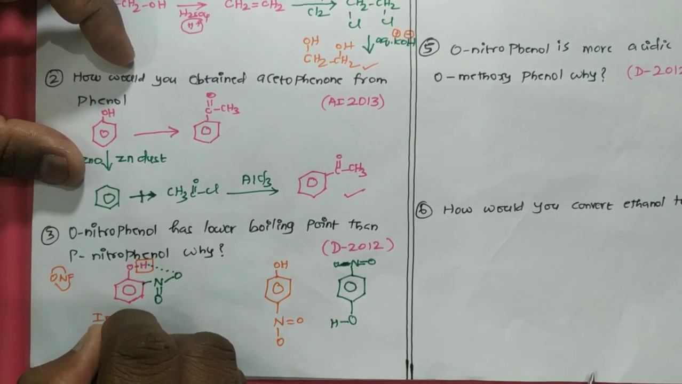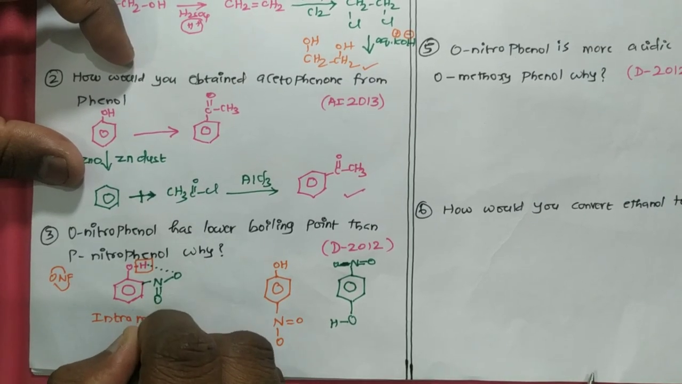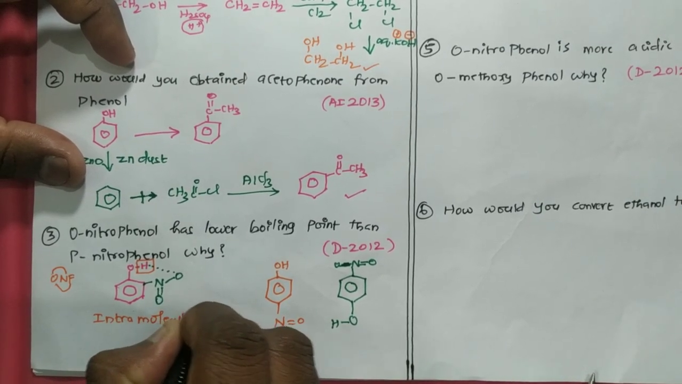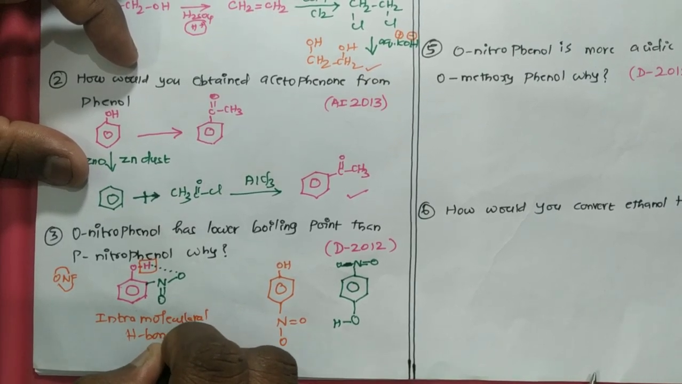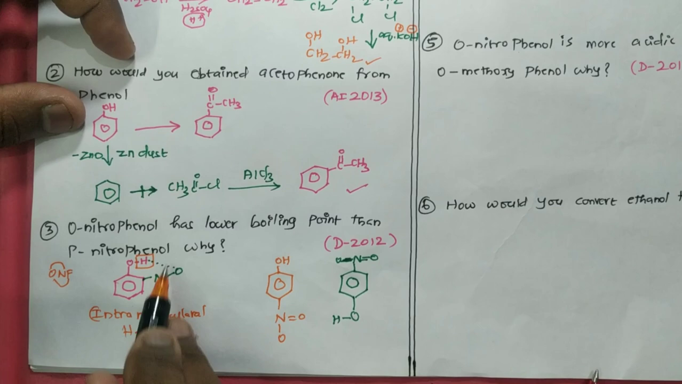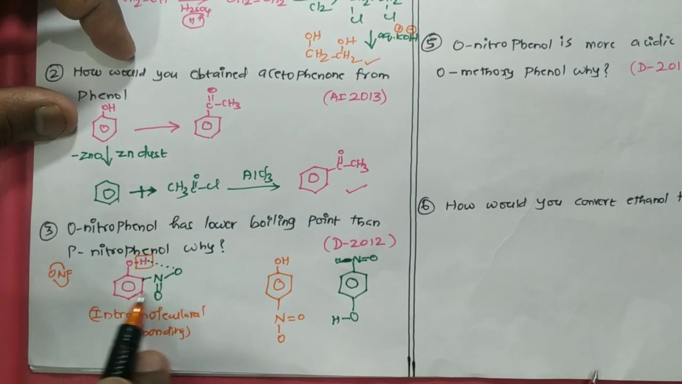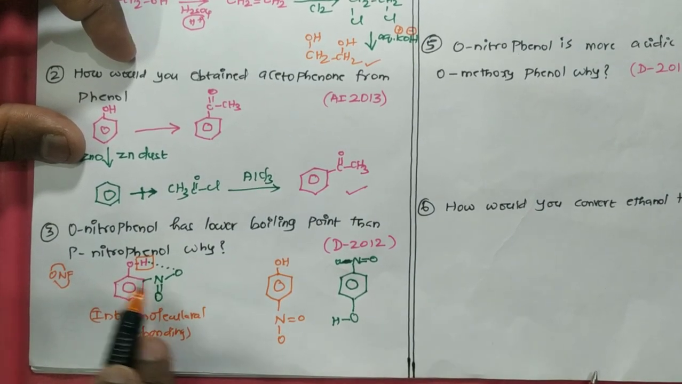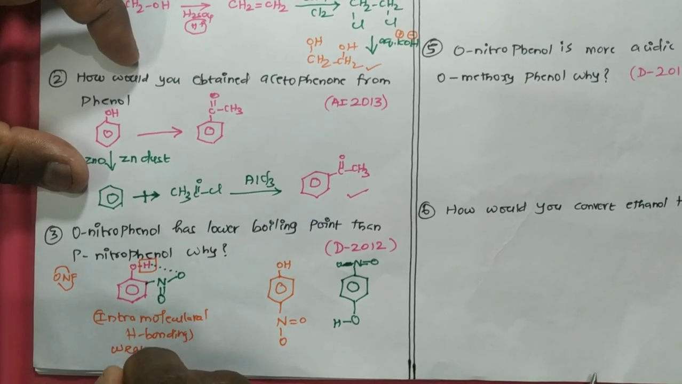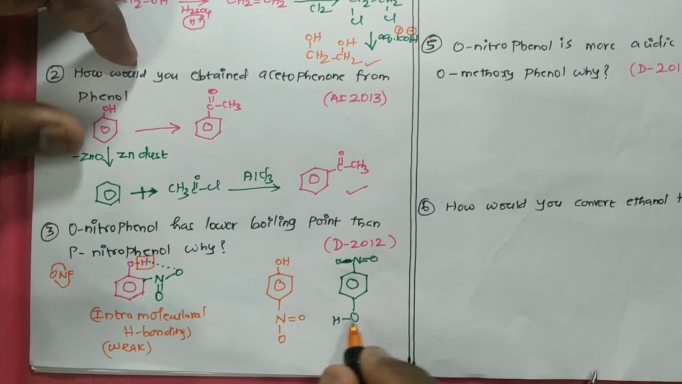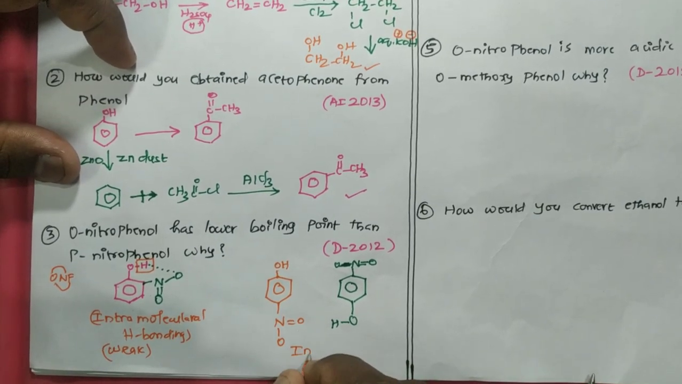This is an intramolecular hydrogen bonding. Why is it called intramolecular hydrogen bonding? The hydrogen bonding which will be taking place within the molecule. Within the molecule the hydrogen bonding is taking place. This hydrogen bond is very weak when compared to intermolecular hydrogen bonding. This is called intermolecular hydrogen bonding.